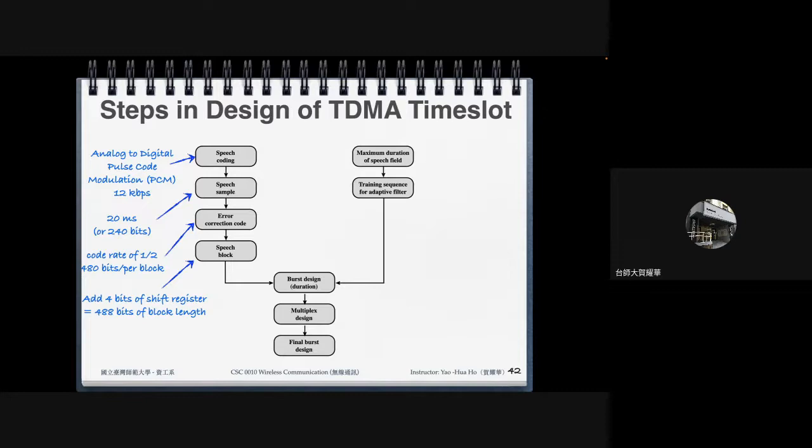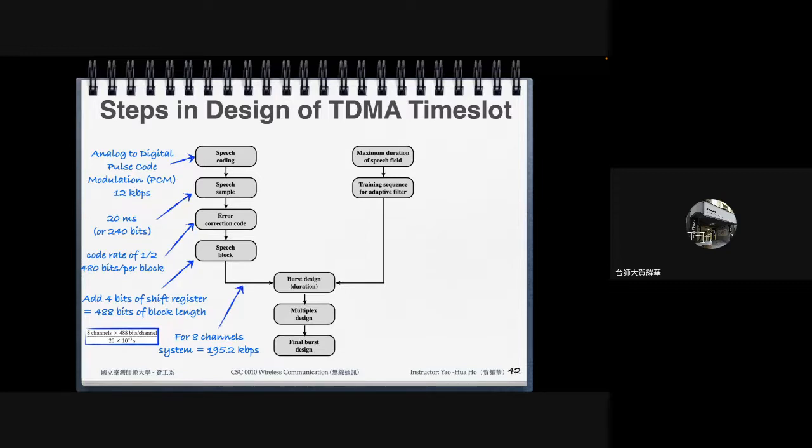Then you add 4 bits of the shift register. Remember, the shift register we need to generate the encoding, right? So I add 4 bits of shift register, which now makes 488 bits of code block length. From there on, the physical channel is broken down into channels for the system. So the channel itself is: 488 divided by 20 times 10 to the negative 3 seconds.